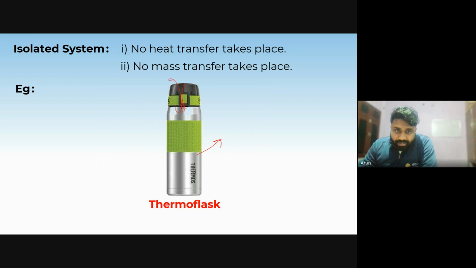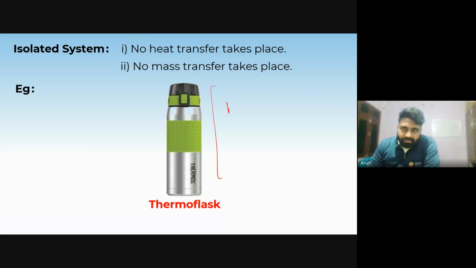Okay. So we can say the mass is not decreasing or increasing inside the thermoflask, and also the heat is not exchanging, because if the heat had been transferred, the temperature would be lowered or raised. Okay. So that is not happening with the thermoflask. So we can consider it to be an isolated system, which is isolated from both energy and mass. Okay.